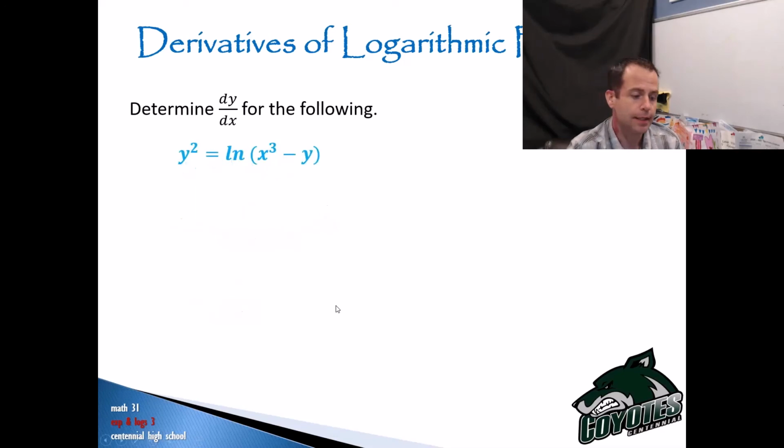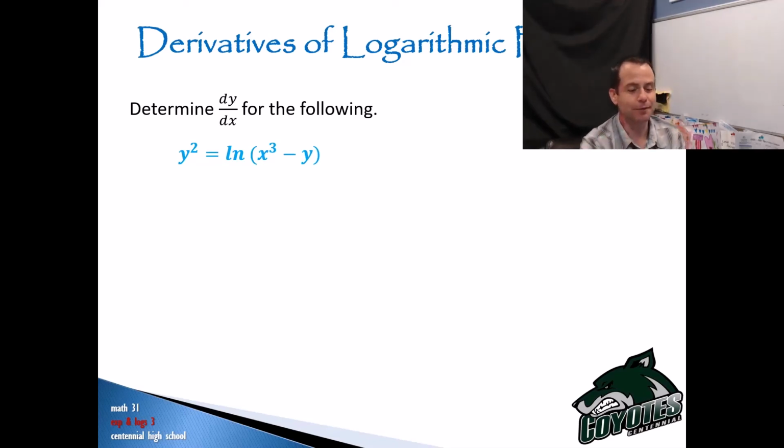All right, now let's try this guy. Y squared equals ln of x cubed minus y. So we're going to do this implicitly. We're going to take the derivative of both sides. So let's talk on the left first. The derivative of y squared would be 2y derivative of y. The derivative of ln x cubed minus y would be 1 over x cubed minus y.